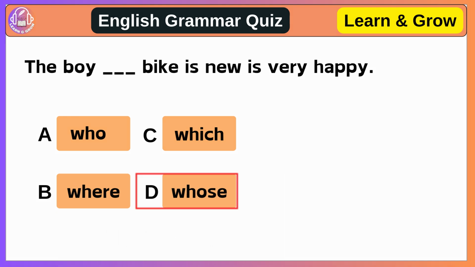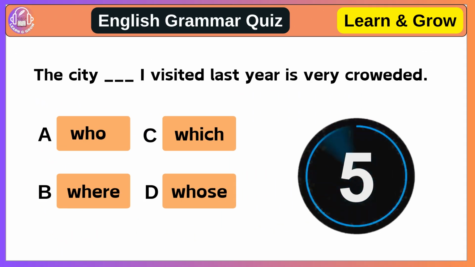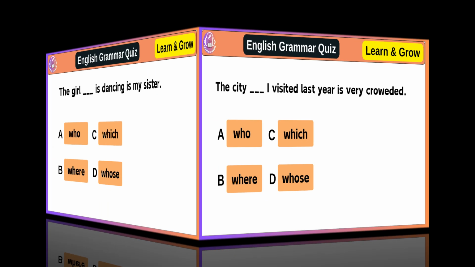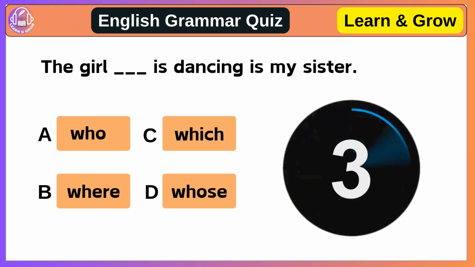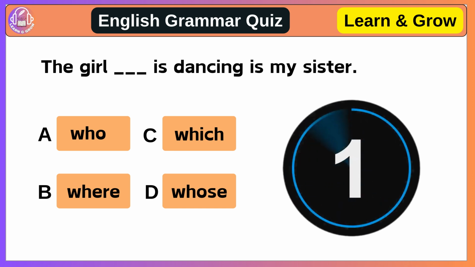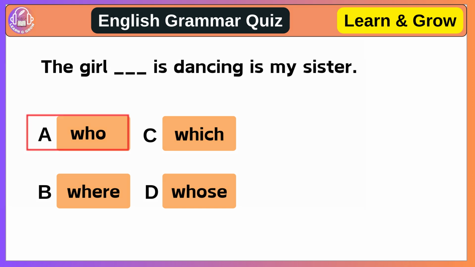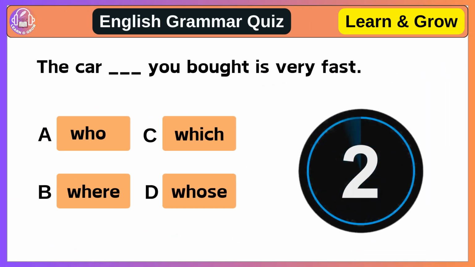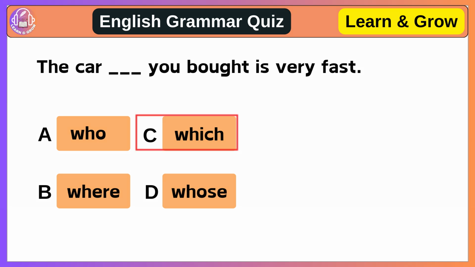Option D, whose? The boy whose bike is new is very happy. Option B, where? The city where I visited last year is very crowded. Option A, who? The girl who is dancing is my sister. Option C, which? The car which you bought is very fast.